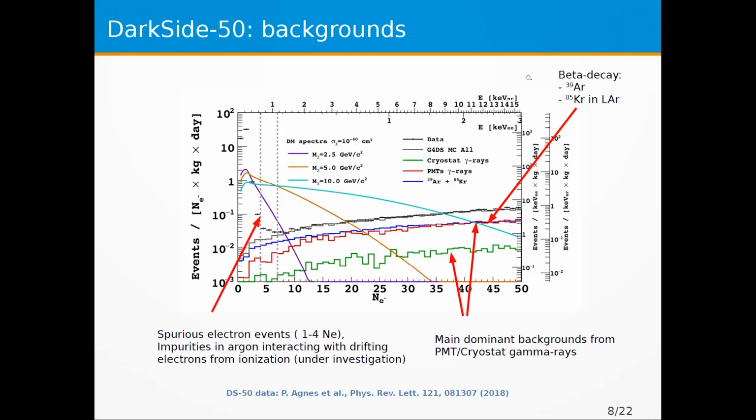So here are also some spectra for a couple of masses of WIMPs. And as you see, for the lower masses, they are obscured a bit by the events that we call spurious electron events. They are delayed electron events. They are related to impurities in argon. They are not completely understood, and we are trying to resolve this and push the analysis into a lower regime in order to be able to see the spectra for the lower WIMP masses.